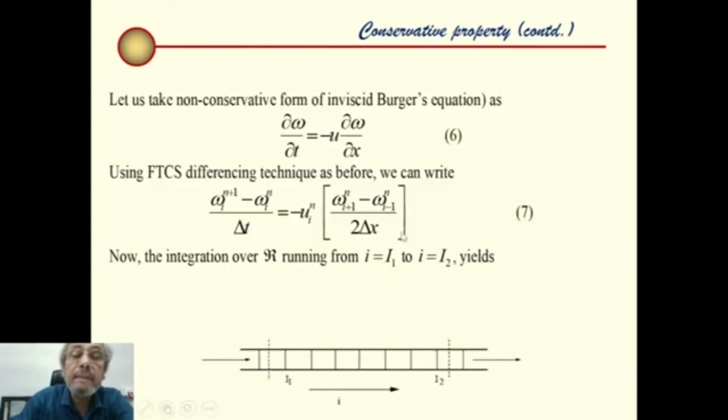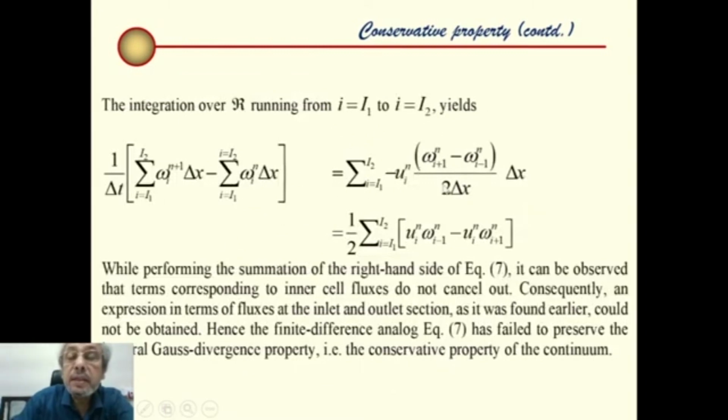On the other hand, if we take non-conservative form, same Burger's equation, instead of 3, if we write 6, where we do not write it in conservative form, we write it in non-conservative form, then again we can apply FTCS. We will get this expression. Then again we can integrate this expression between I equal to I1 to I2. And then we will get this expression on the right hand side.